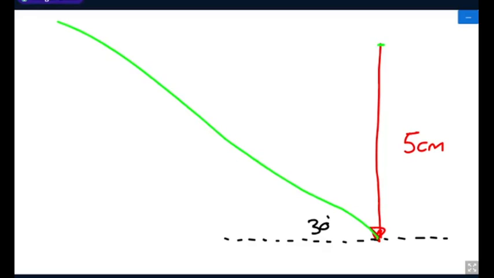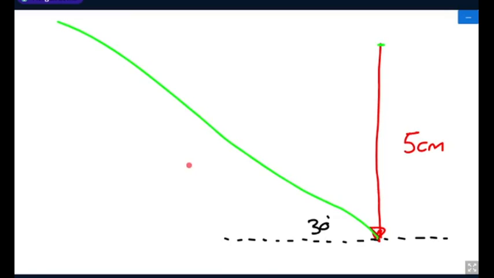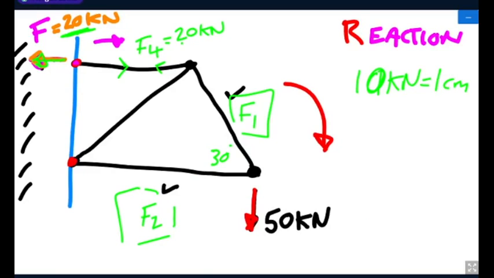30 degrees. We don't know, right, it's F1, so we'll label it F1. We don't know how long it is, but we know its direction because we know there's the 30 in there. And then F2, the final bit like we've done before, F2 is straight.